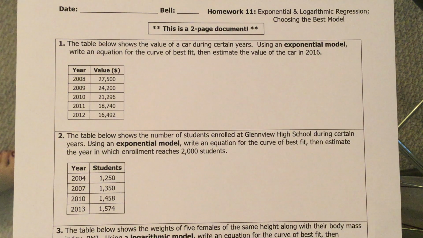All right, homework 11 is exponential and logarithmic regression, and then choosing the best model for different types. So we have 4 on the front. We're doing 2 with exponential, 2 with logarithmic. The process is the exact same. I'm going to make sure that you have both equations on this front page.